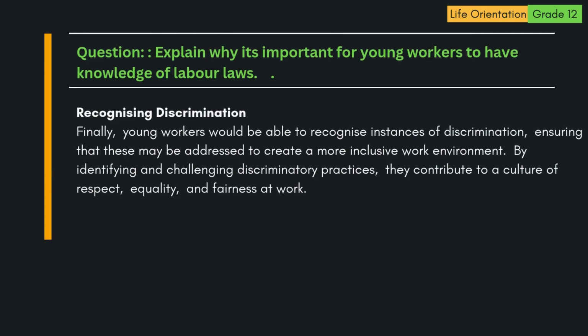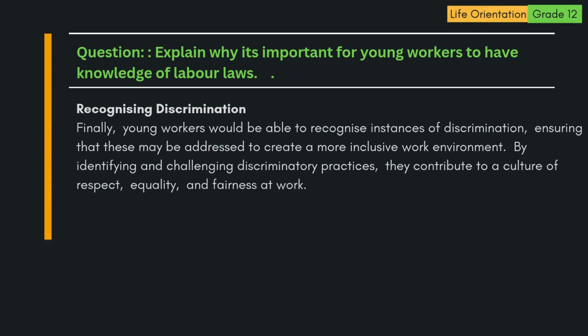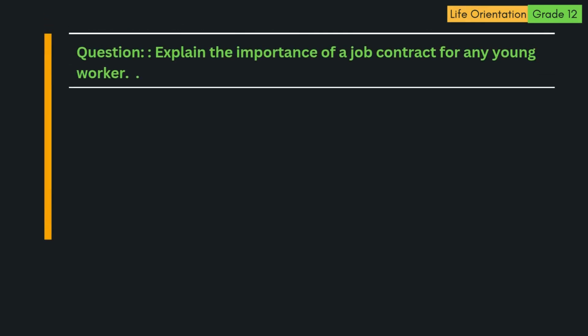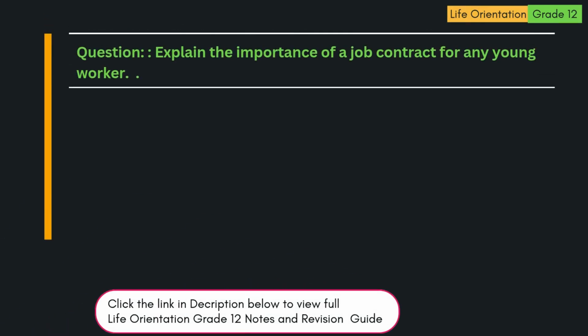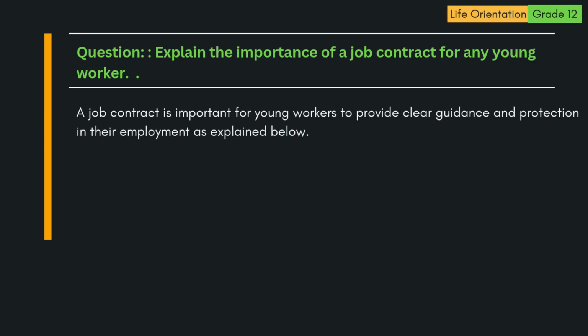Finally, young workers would be able to recognize instances of discrimination, ensuring that these may be addressed to create a more inclusive work environment. By identifying and challenging discriminatory practices, they contribute to a culture of respect, equality, and fairness at work. Question: explain the importance of a job contract for any young worker. A job contract is important for young workers to provide clear guidance and protection in their employment as explained below.